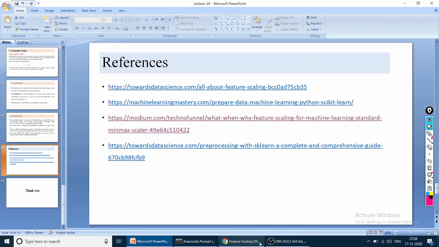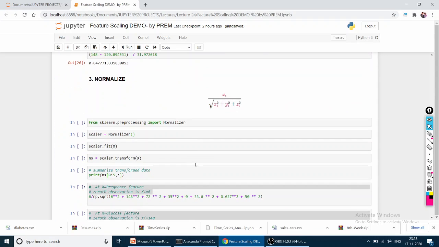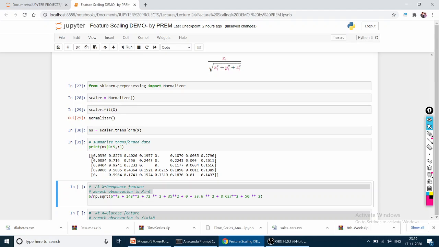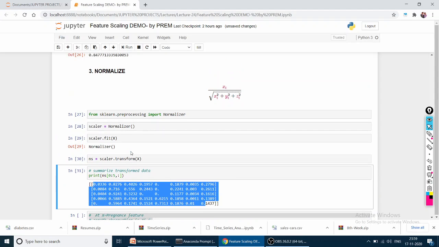If you see the practical normalization, what is the formula? xi divided by the square root of xi squared plus yi squared plus zi squared. I am importing the Normalizer from sklearn preprocessing. Next, I create one object, scaler. I fit the input data and transform the input data. So these are the values, this is the normalized data. So how to convert this data?